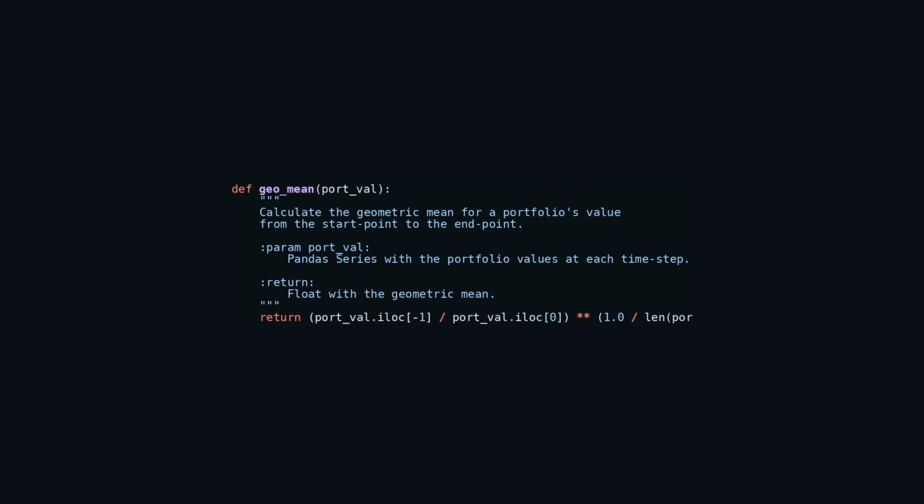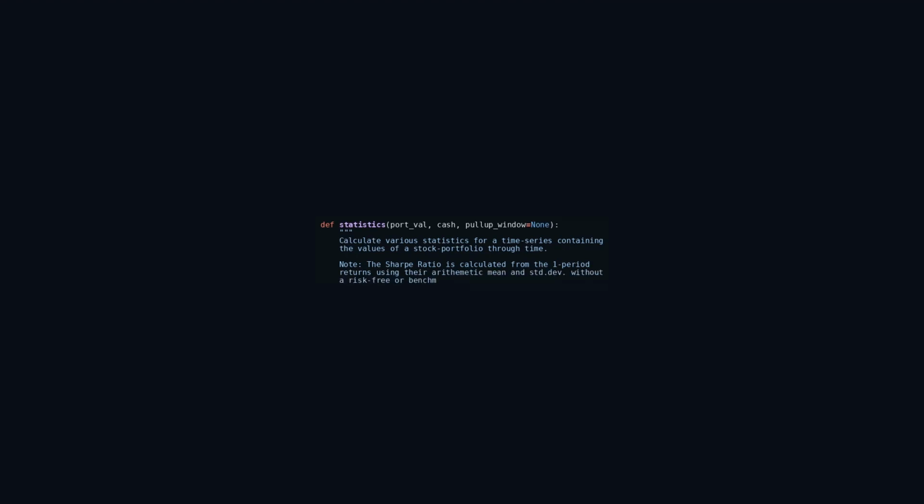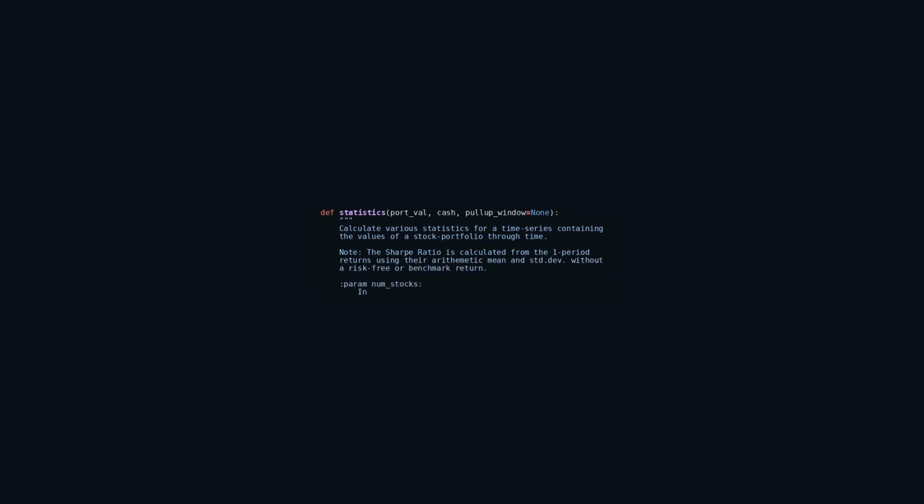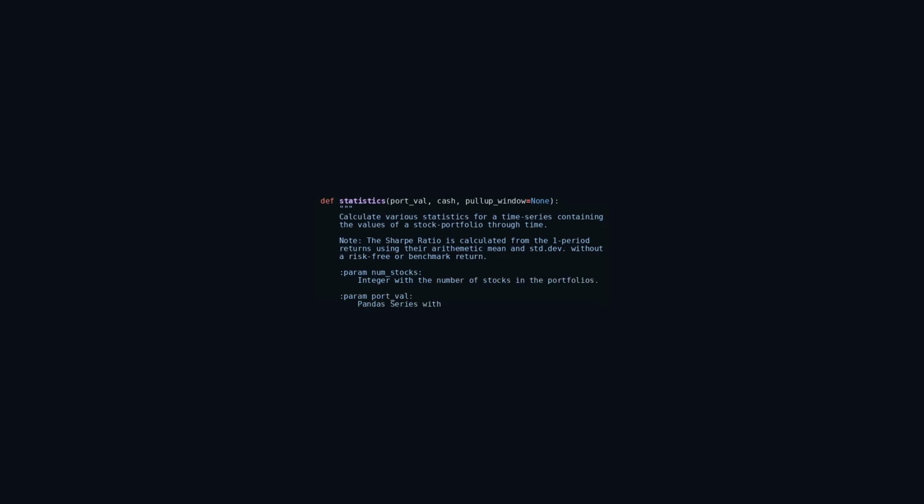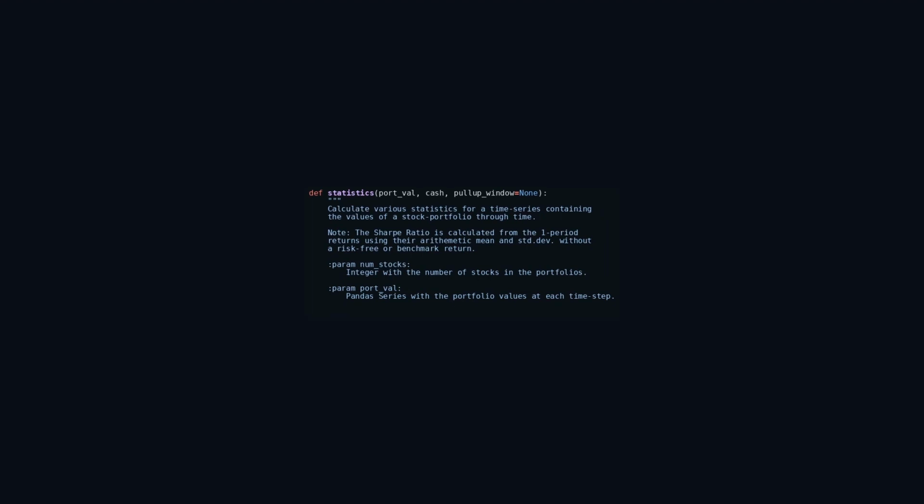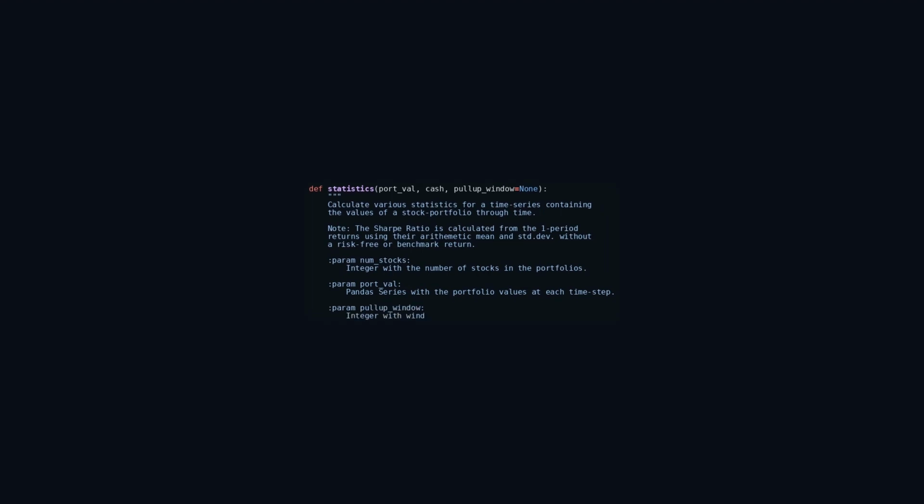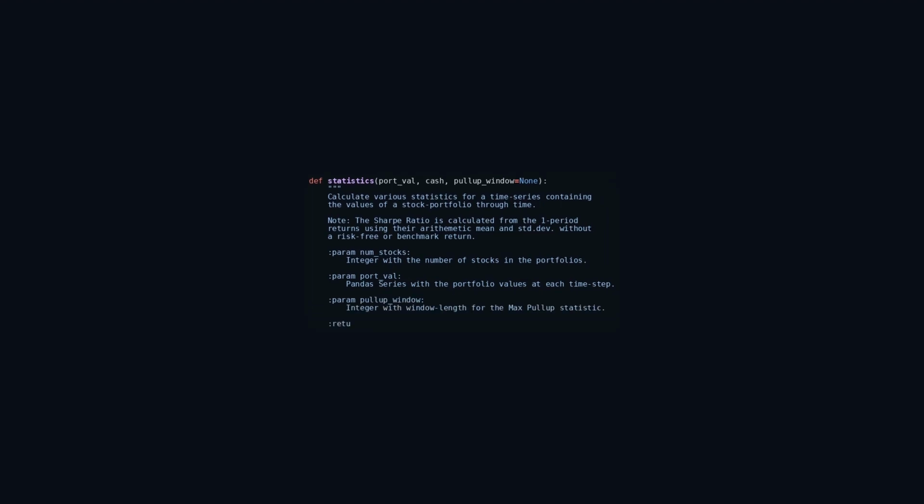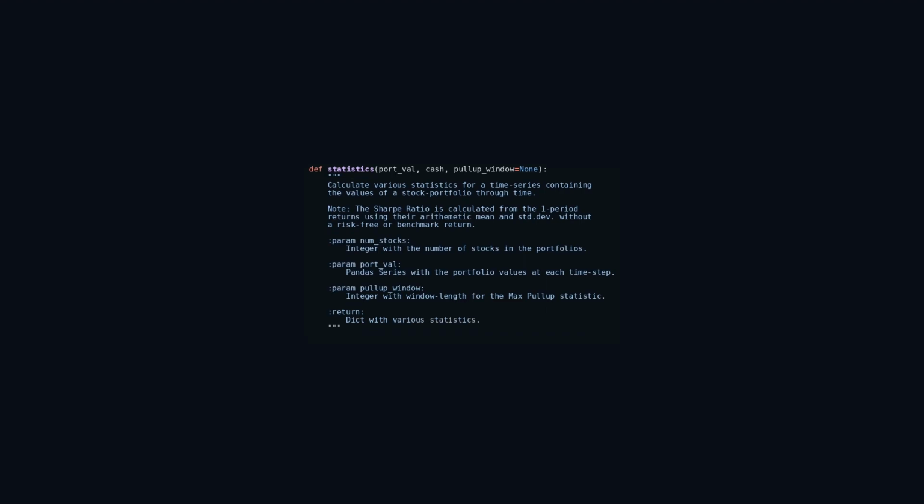This Python function, statistics, computes various statistics for a time series dataset representing the values of a stock portfolio over time. The function performs several key calculations. It calculates the one-period returns for the portfolio values, computes the fraction of months that have losses, and determines the arithmetic mean and standard deviation for these one-period returns. Additionally, it calculates the Sharpe ratio using the derived arithmetic mean and standard deviation.